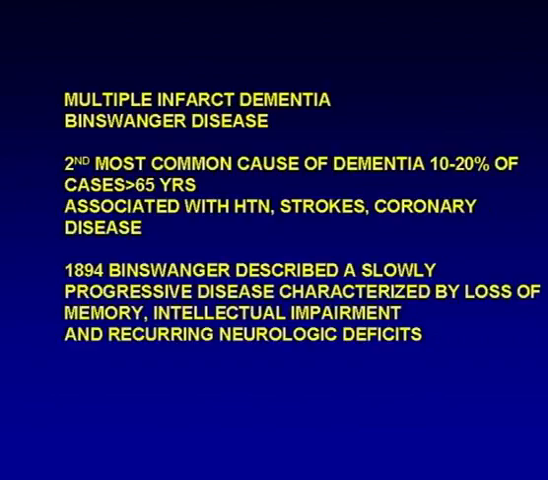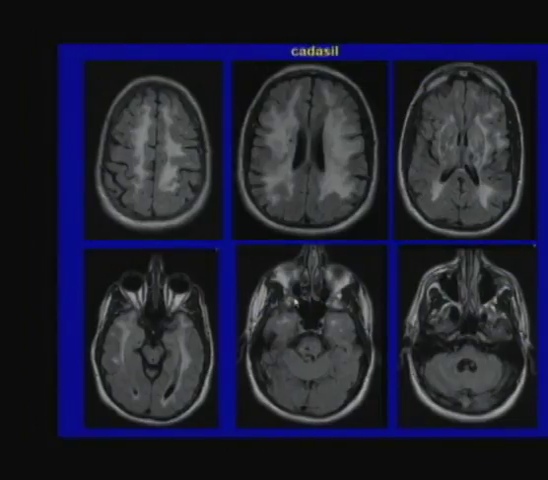It is the second most common cause of dementia. It occurs in something like 10 to 20% of cases over the age of 65 who have dementia, and it's associated with hypertension, strokes, and coronary disease. The characteristic in this kind of condition is the recurring neurologic deficits that occur in steps, whereas something like Alzheimer's disease is a slowly progressive condition.